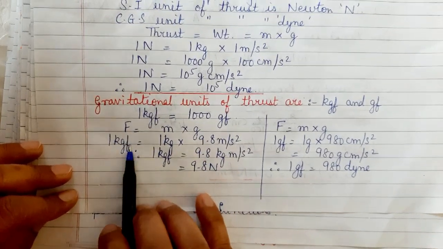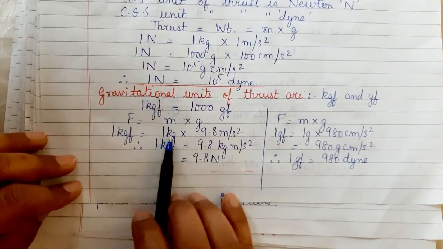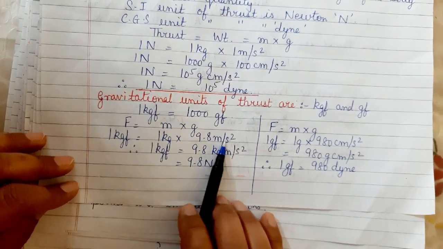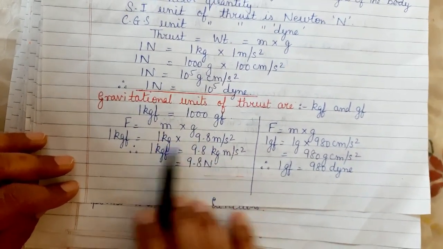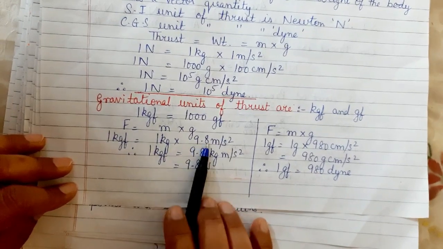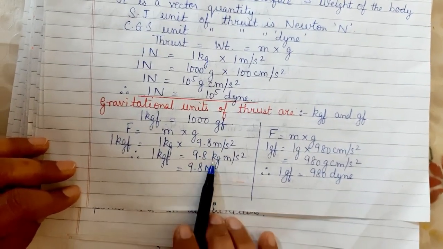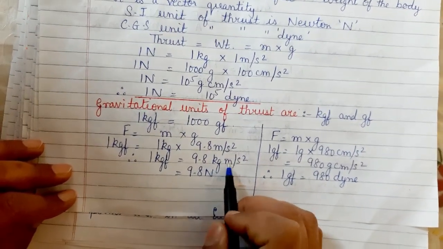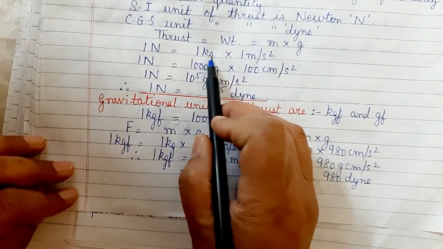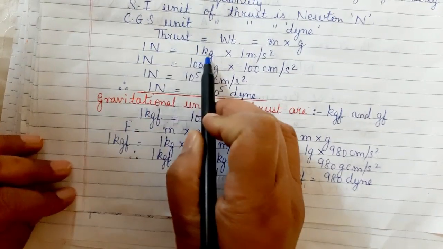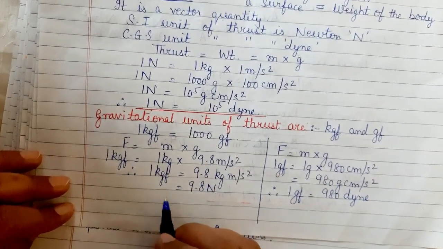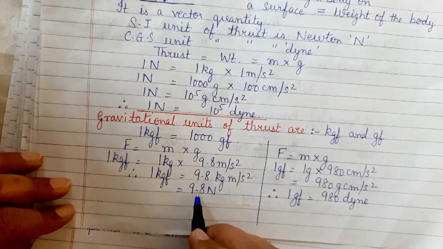Let us break it up: 1 kgf is 1 kg into the value of g, which is 9.8 meters per second square. When I multiply this, I get 1 kgf is equal to 9.8 kg meter per second square. And children, what you already know is that kg meter per second square is nothing but Newton. So instead of kg meter per second square, I put Newton. Therefore I get 1 kgf is equal to 9.8 newtons.